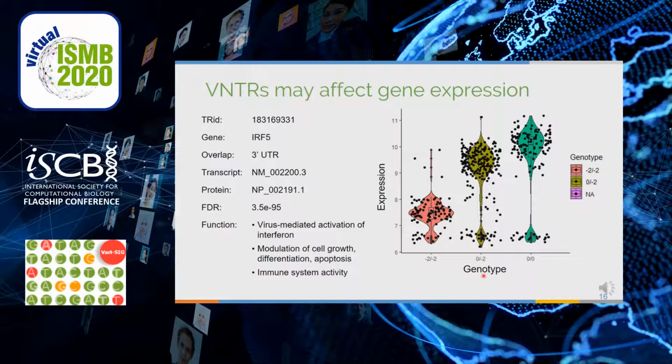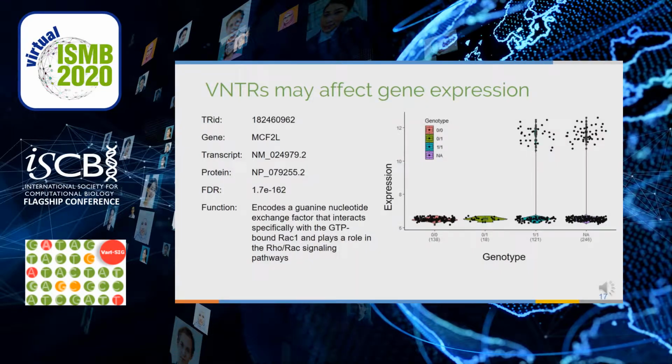And as you can see, when you have the 0 allele, you have a higher expression for this protein. So people who have a homozygous loss of 2 copies have significantly lower expression than people who have an allele that is the same as the reference. And you can see that this is a linear increase.